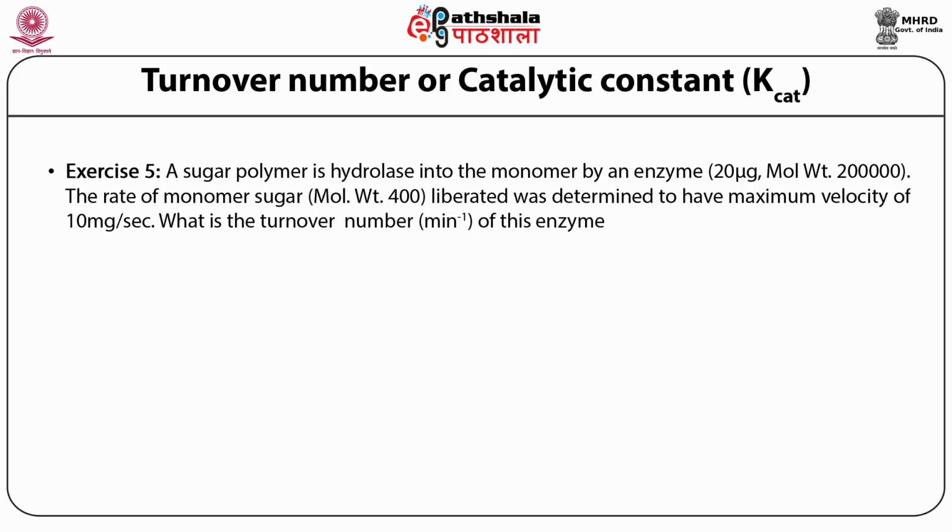In this way you can calculate the concentration of the enzyme and the concentration of sugar converted to its product, or the maximum velocity, and then the turnover number can be calculated by dividing Vmax by Et. And if you solve the question, the answer is going to be 2.5 into 10 to the power 5.